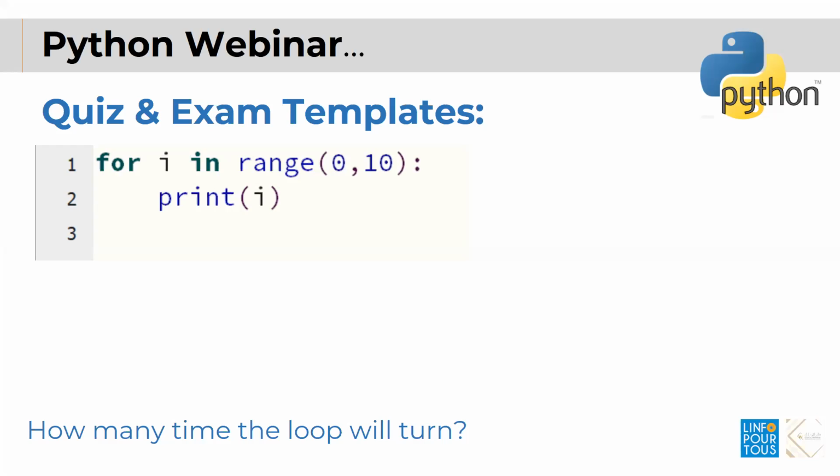And here you have to know that the value 10 is not reached. I mean, if you run this program, I will do it on the MU program once I finish the presentation, it will print 0, 1, 2, 3, 4, 5, 6, 7, 8, 9. The 10 is not displayed, but the loop will turn 10 times since we start with the value 0. So how many times will the loop turn? It is 10 times, starting from 0 and arriving at the value 9.